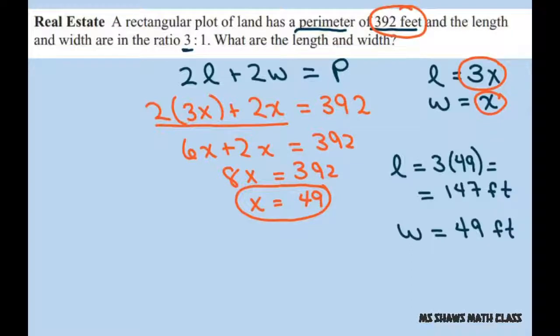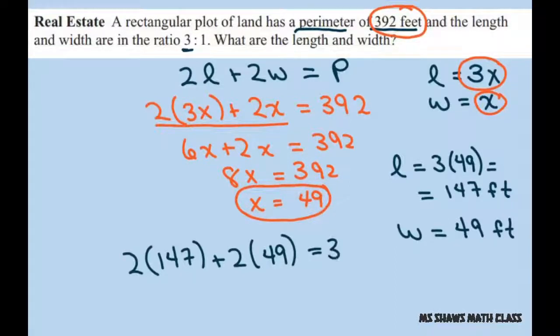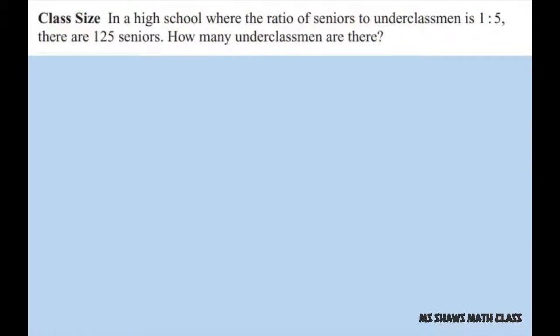And you can always check your answer by plugging it in. So we can do 2 times 147 plus 2 times 49 should equal 392. So 2 times 147 is going to be 294, plus 98, and that gives you 392. So it checks out.